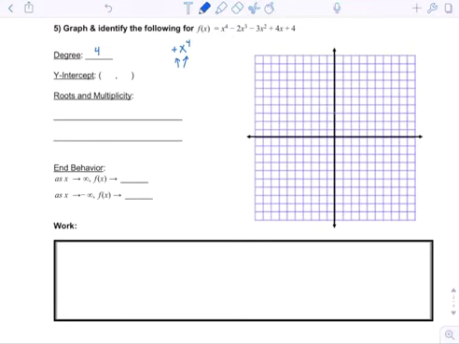Alright, let's find our end behavior now. As x goes to infinity, which means as it goes to the right, so look at the right arrow, f of x approaches infinity, which means it's going up.